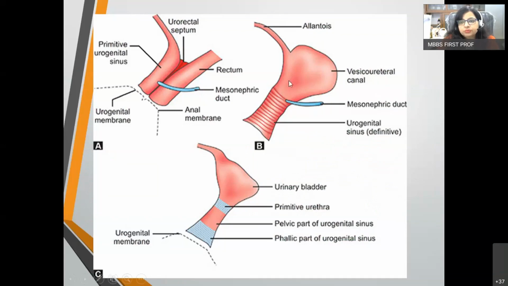See, this is how the partitioning is there. This is vesico-urethral canal. Upper one, mesonephric duct, is the demarcating line between the two, and this demarcating line is for the definitive urogenital sinus, which divides further into the pelvic part, that is the cranial one, and the caudal one is the phallic part. Clear now?